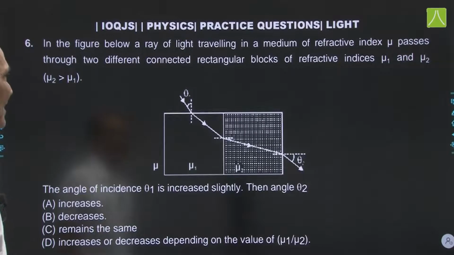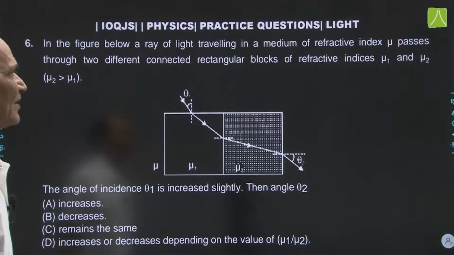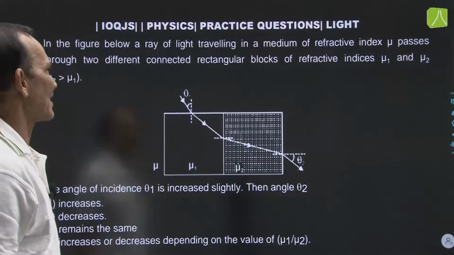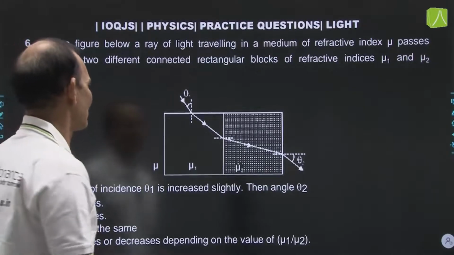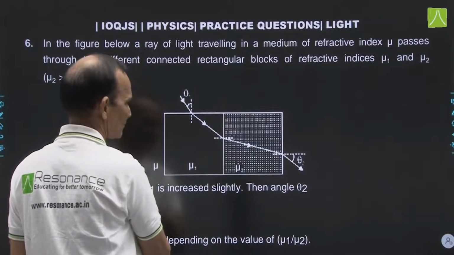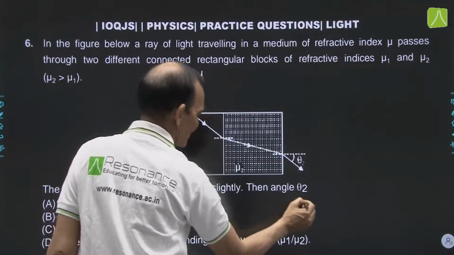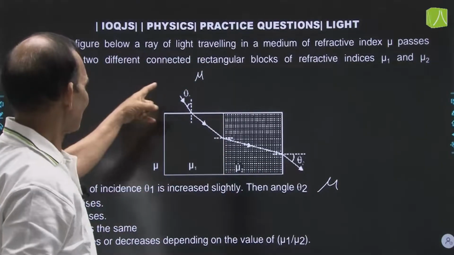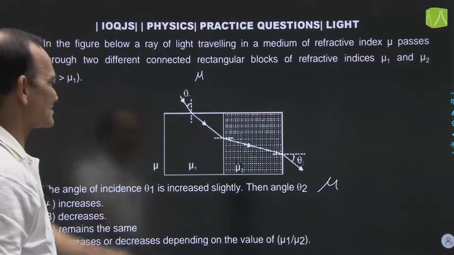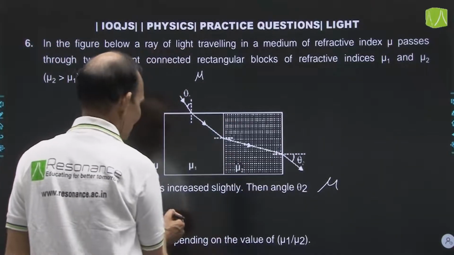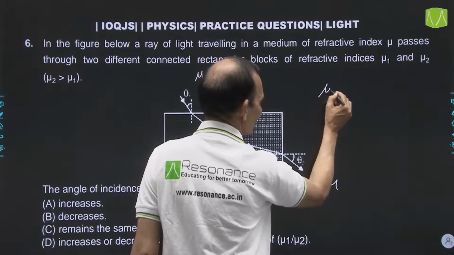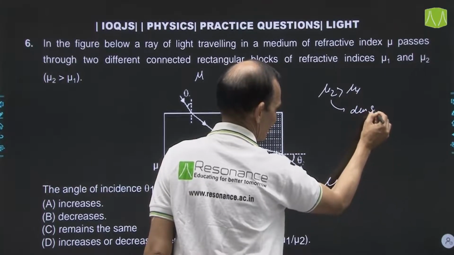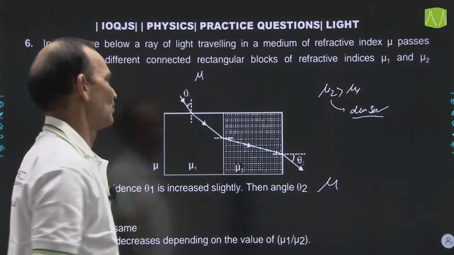In the figure below, a ray of light travelling in a medium of refractive index mu passes through two different connected rectangular blocks of refractive index mu1 and mu2. It is mu1, it is mu2, it is mu. We can say here is mu, it is also mu. Mu1 and mu2 are different rectangular blocks. Mu2 is greater than mu1, which means this one is the denser medium in comparison to mu1.